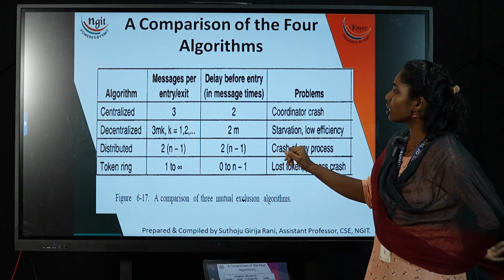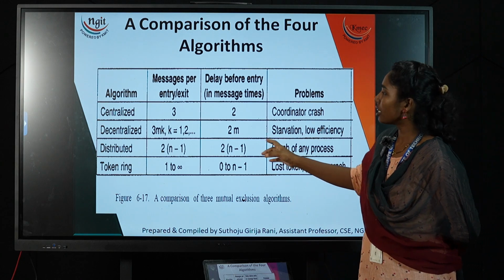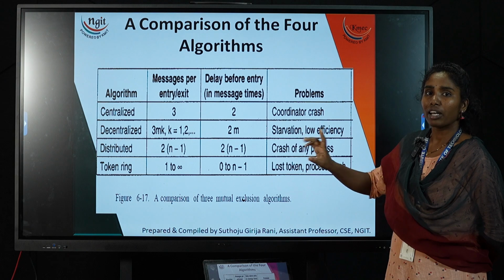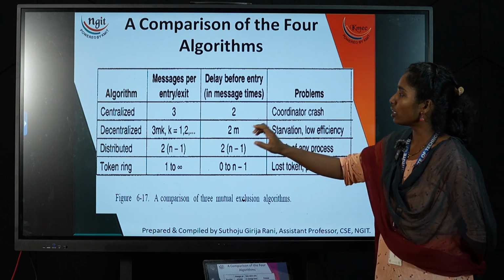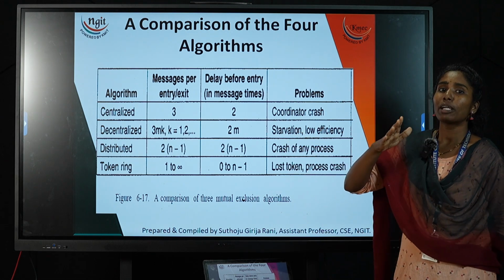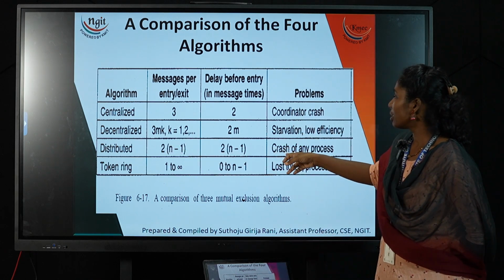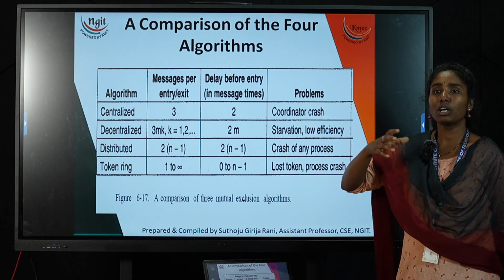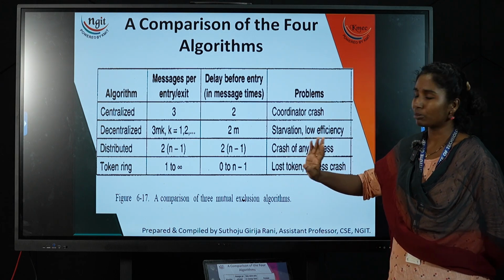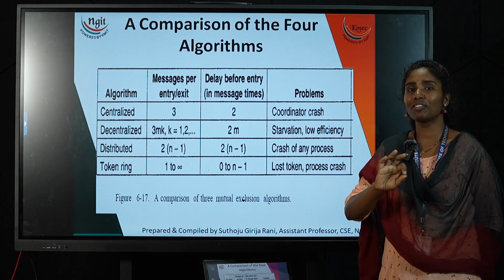Now when we compare all the algorithms, the problems that arise are these. In the centralized algorithm, the problem is when the coordinator crashes, every process will be in waiting mode. In the decentralized one, it can lead to starvation because we are dependent on the peer processes. Distributed is the same as usual: if any process in the distributed environment crashes, everything collapses. Now token ring: if the token itself is lost, everything is gone.